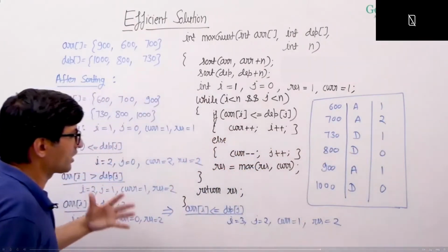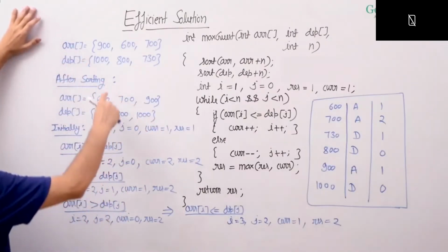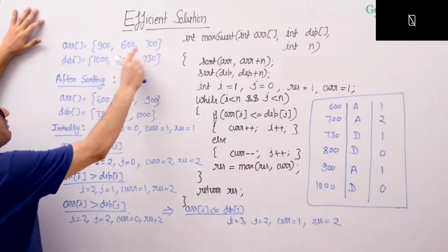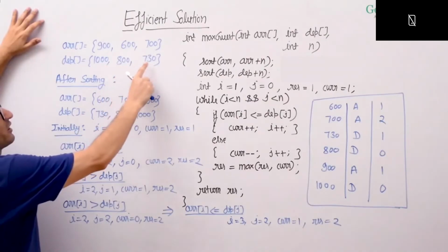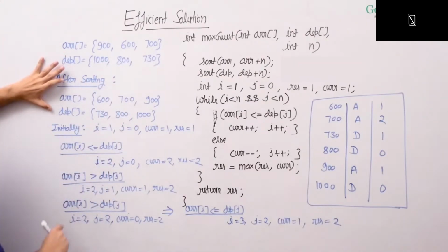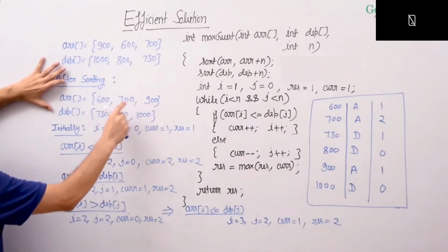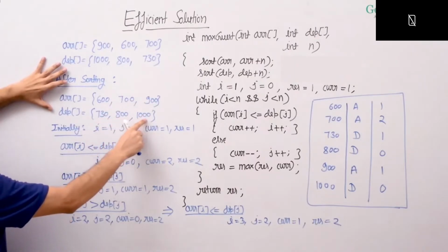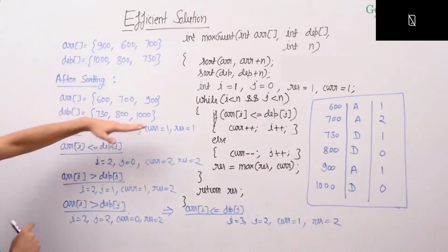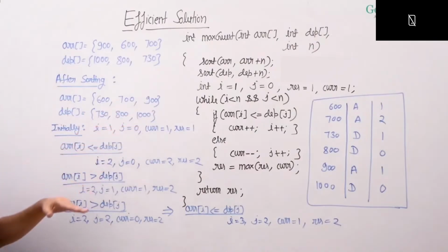Let's now do a run of this code with this example. We have arrivals 900, 600, 700 and departures 1000, 800, and 730. We sort both the arrays: 6 o'clock, 7 o'clock, 9 o'clock, and 7:30, 8, and 10. After sorting, we will initialize these values, and now we'll run this loop.